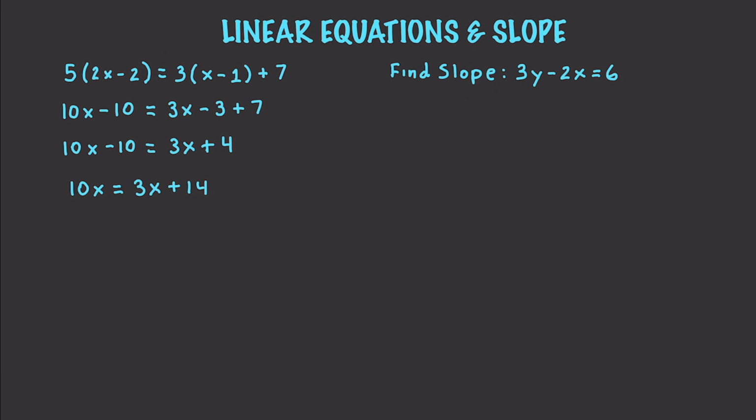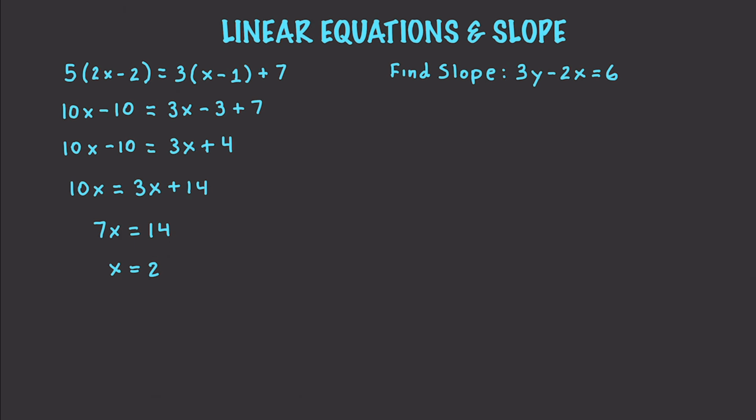And then we are going to get our x values on one side of our equation, which is going to make this 7x is equal to 14. And then, of course, x is going to be equal to 2. All right, so that's how we solve that linear equation. Now I'm going to show you how to find the slope of a line.